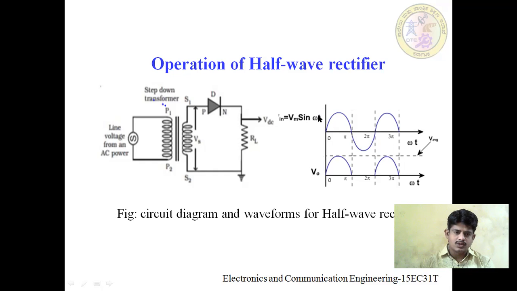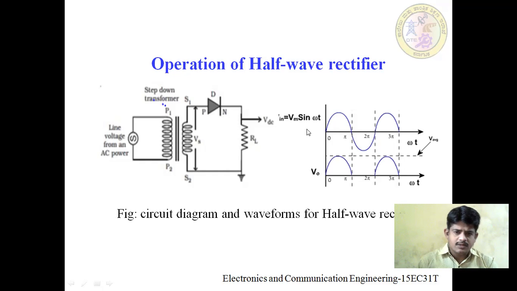In the waveform part, this is the input where we have a complete cycle, and at the output side you can observe only a half cycle is present. During the positive half we are getting the output, and during the negative half we don't have any output. So it has only half wave at the output side. So this is the circuit diagram and waveforms of half wave. Let's discuss the operation.